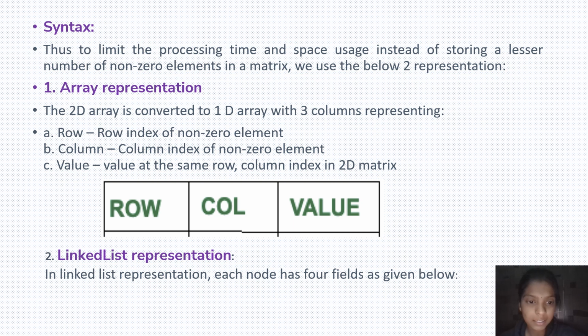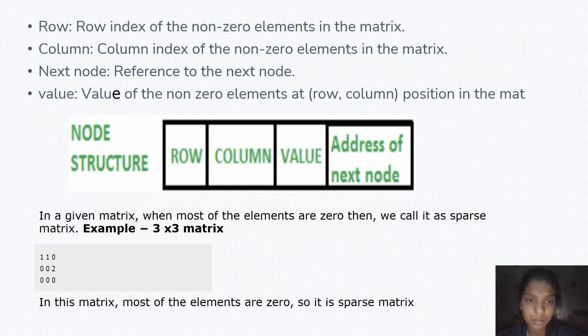And the next is linked list representation. In linked list representation, each node has four fields as given below. The first is the row index of the non-zero element in the matrix, then the column index of the non-zero element in the matrix, the next node reference to the next node, and the value of the non-zero element at the row, column position in the matrix. Here is the picture of how the row, column, next node and value are represented.